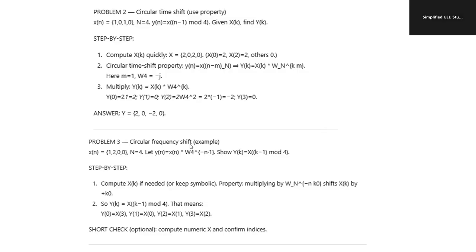Then circular frequency shift property. That is already given, the details are given in the question. X of n is given, N is given.